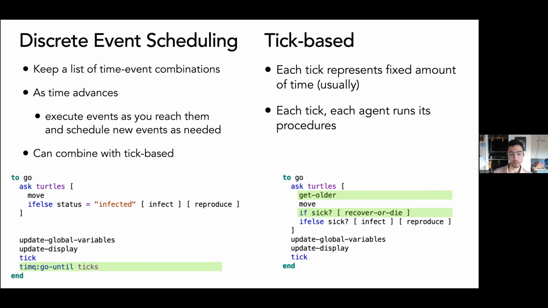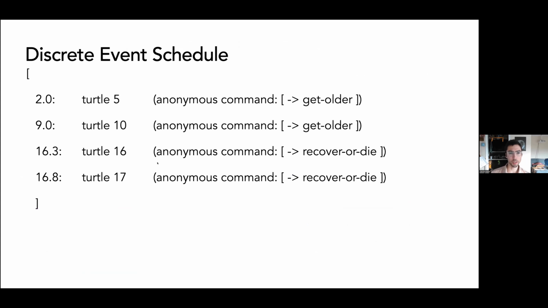Then we have this additional line from the time extension, which includes the discrete event scheduler to go until the current ticks value. This is what the discrete event schedule actually looks like. It looks like a list with the scheduled time on the left, then which agent is going to do it in the middle, and then the event or action that the agent is going to execute, which is stored as an anonymous procedure.